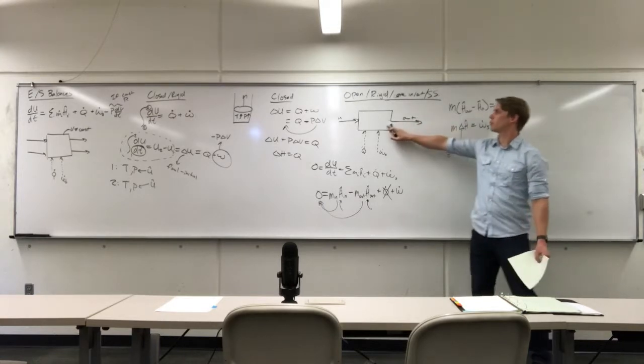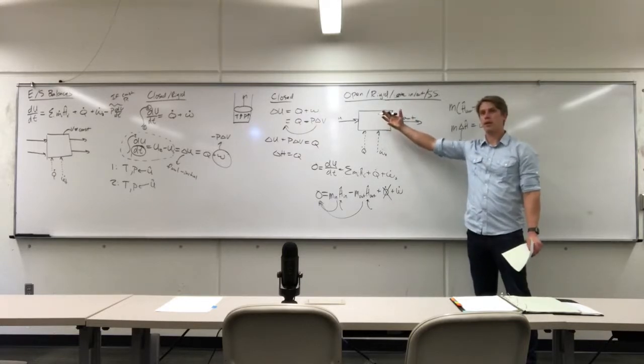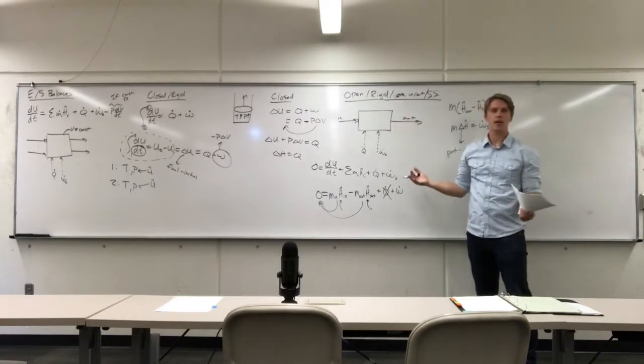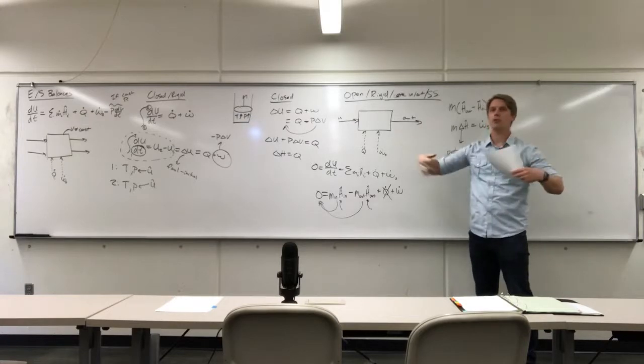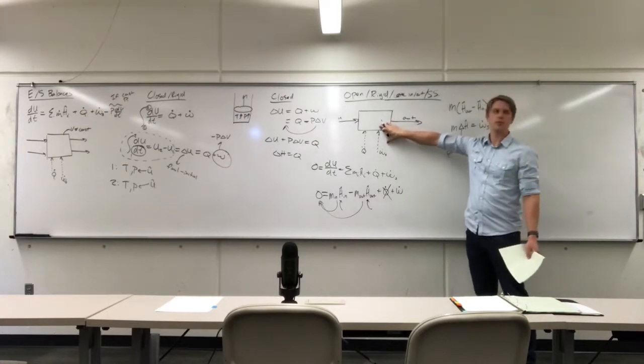Now this is simple because it's only one stream in and one stream out. But if you had a more complicated process, where you want to do the thermodynamic balance of an entire chemical plant, you'll have multiple streams in, multiple streams out. You won't be able to think about it that way. You'll have to solve it as an open system like this.